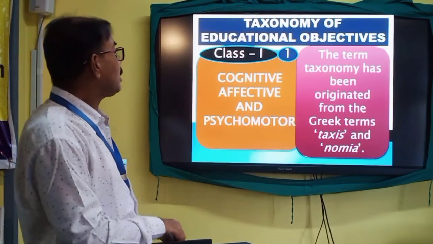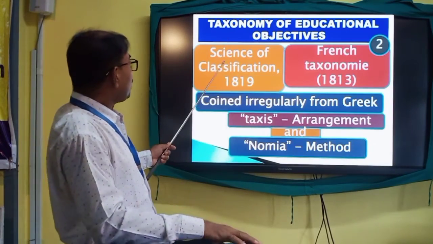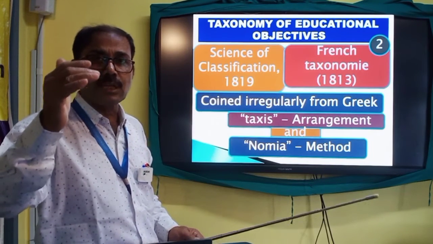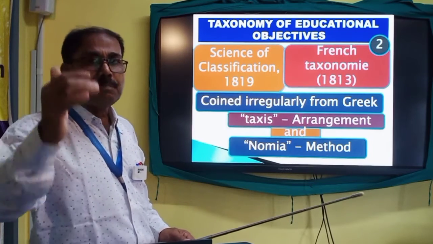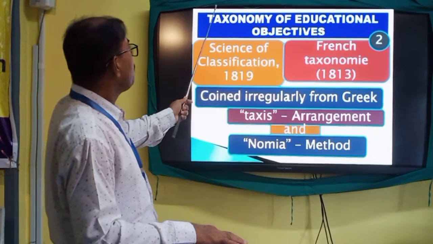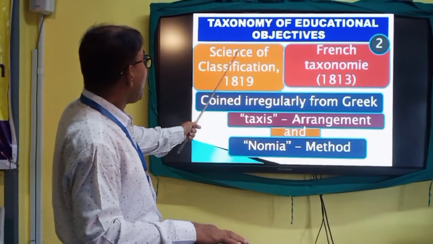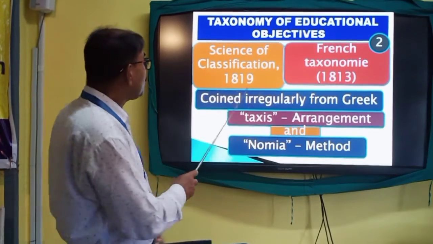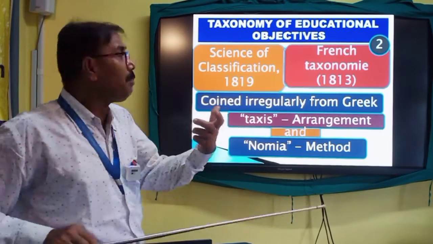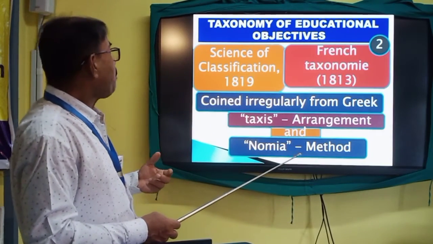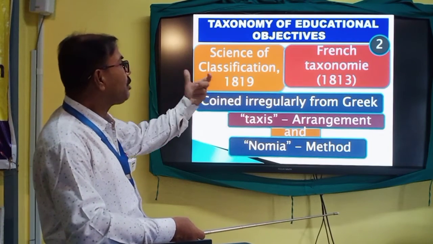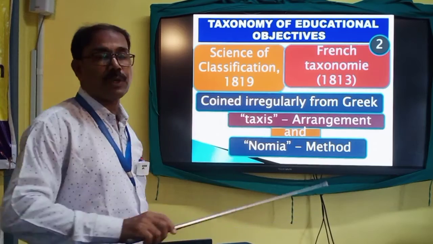Let us see the next slide. Here you see, science of classification. For discussing taxonomy of educational objectives, in 1819 it was known as, taxonomy is the science of classification. This was the explanation during 1819. By saying taxonomy of educational objectives, we mean the science of classification of the objectives of the process of education.